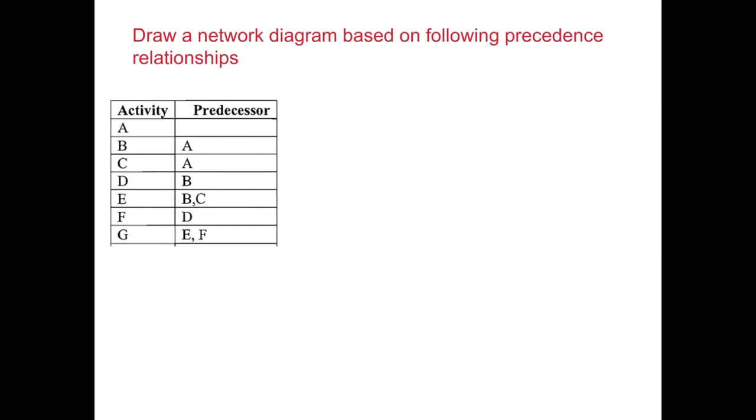Right, so we continue doing a little bit more practice on drawing a network diagram, because this is very fundamental. In this example, you can see the first activity is A. So we start with A. Now, the predecessor column is telling you that B has a predecessor A.